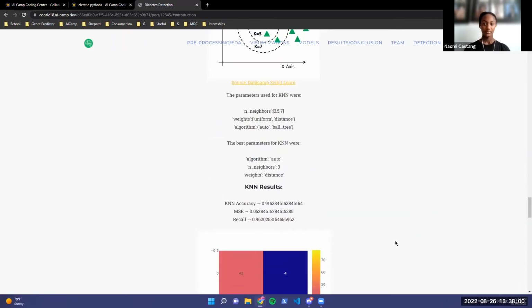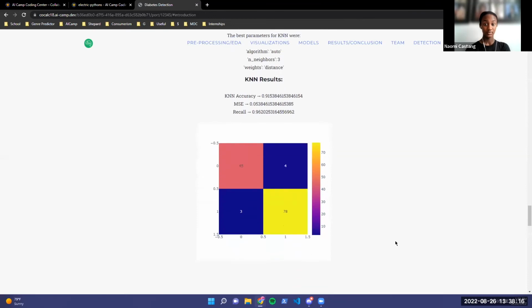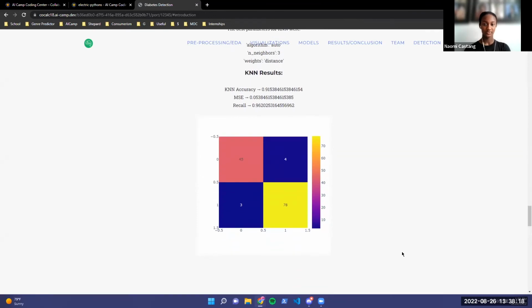The parameters used for KNN were N neighbors, weights, and algorithm. The best parameters for KNN were algorithm, N neighbors, and weights. And these are the results for KNN.